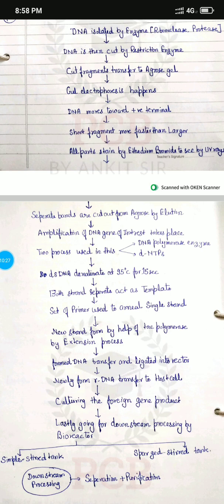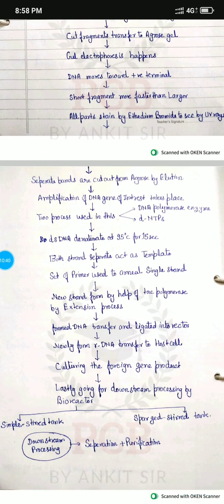A set of primers attaches to the template strand, which is annealing to the single strand. With the help of the Taq polymerase, a new strand is formed in the extension process. This extension process forms the DNA, and it is transferred to the vector. But before that, ligase comes to join the fragmented or disjoint parts of the DNA. Now the newly formed recombinant DNA is transferred to the host cell, and this host cell is cultured to produce the foreign gene product.